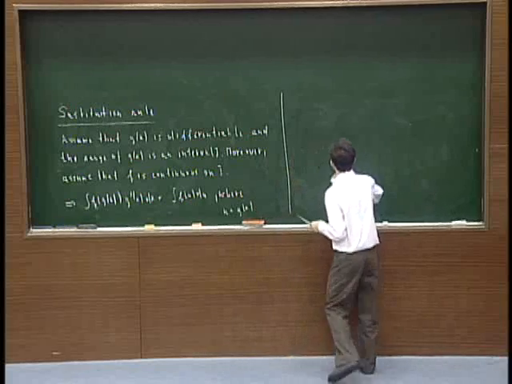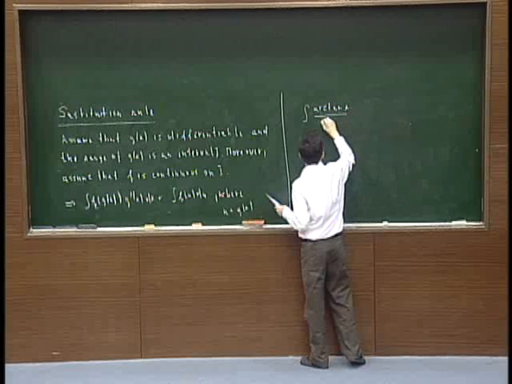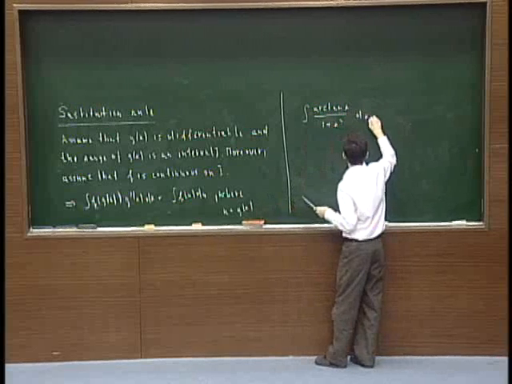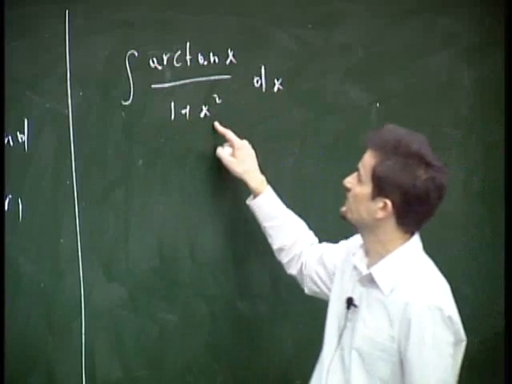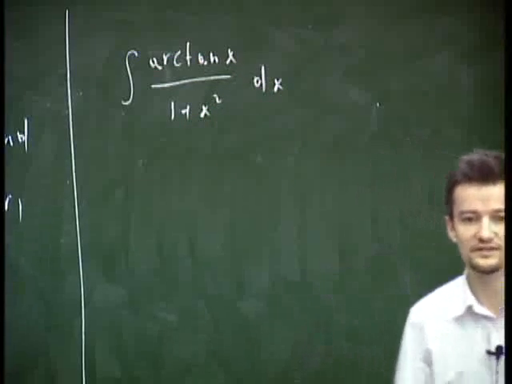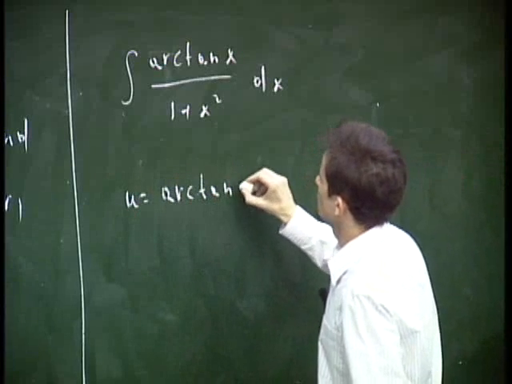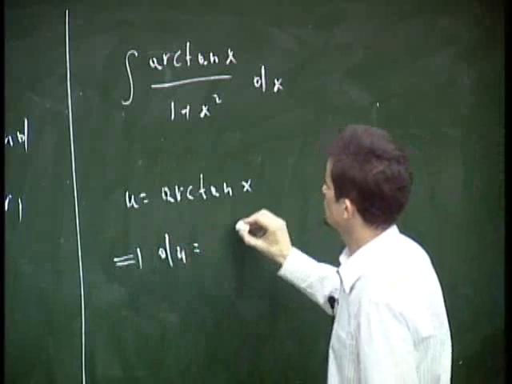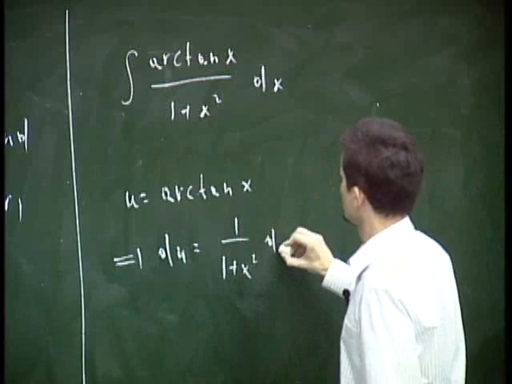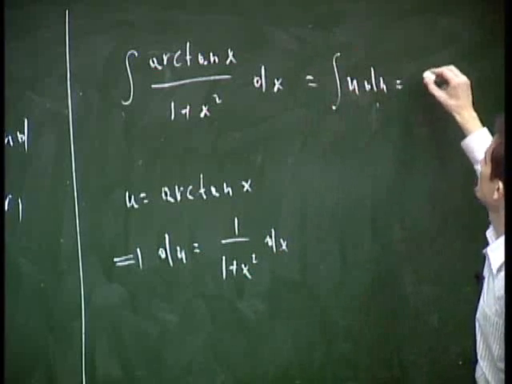Okay, so now, for instance, some very easy examples. For instance, this one. The only thing you have to realize is that 1 over 1 plus x squared is just the derivative of arctangent of x. So what you're going to do is substitute u to be the arctangent of x. Then du is equal to 1 over 1 plus x squared dx. So this becomes the integral of u du.